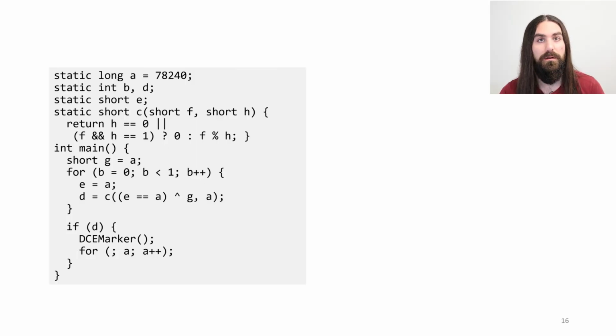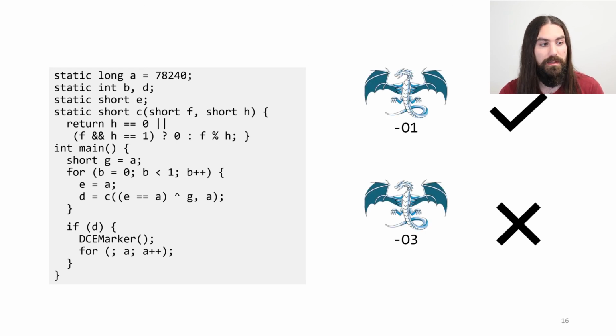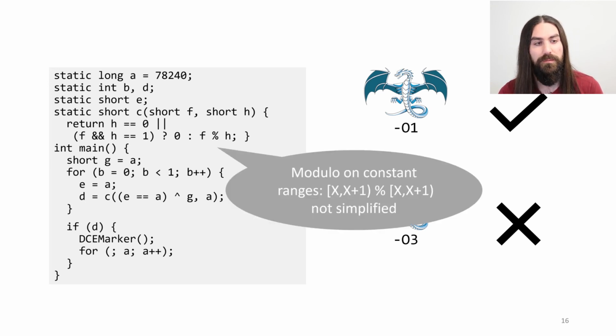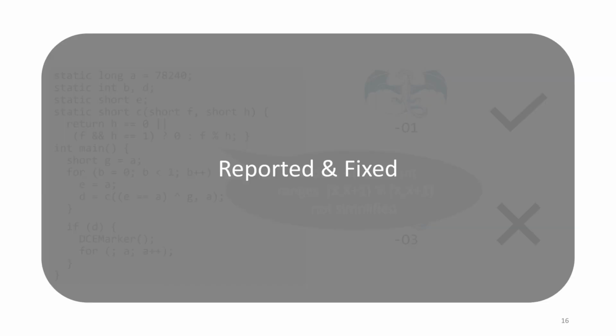In this example, also involving arithmetic, LLVM at O1 could eliminate the DCE marker, but not LLVM at O3. And the problem was that after some simplification, the compiler could deduce that operands of this modulo operator were constant ranges of a single element, but it could not simplify these, even though for other binary operators, such as the logical AND, it could do it. And this was an omission by the compiler developers.